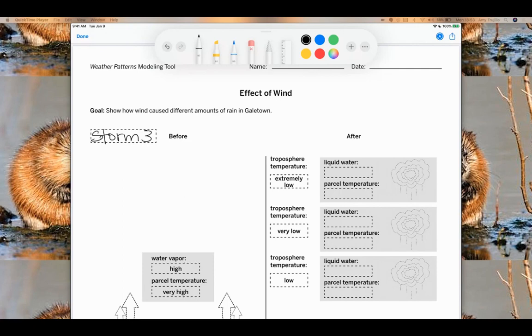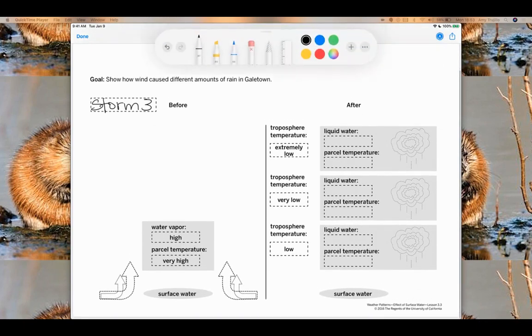So I know you can't see on your screen, but in the before panel, which is over here, we want to show the wind. We have a wind strength of light. So what I'm going to do is use the smaller arrows, and I'm going to outline those.